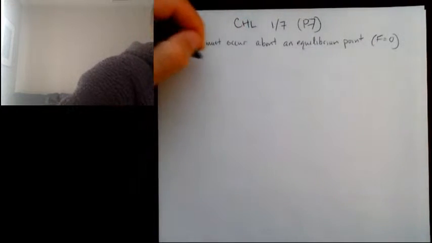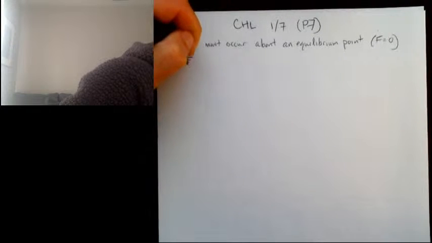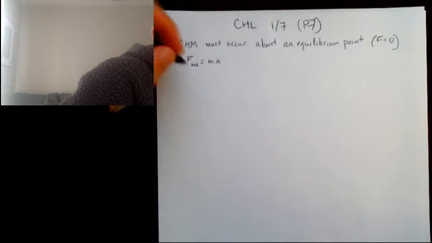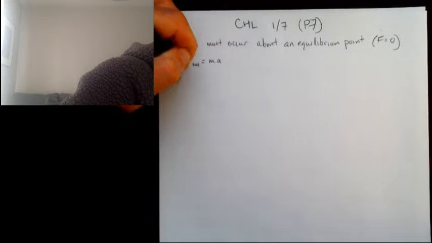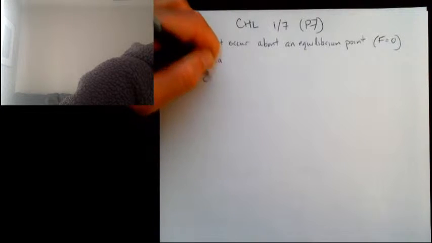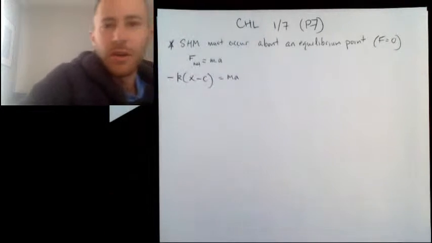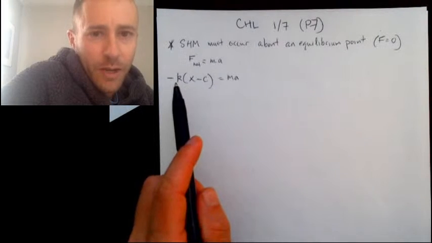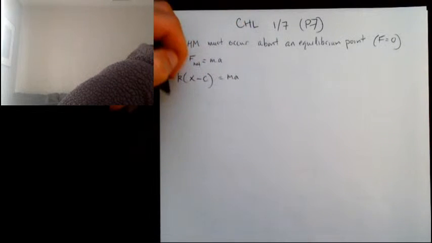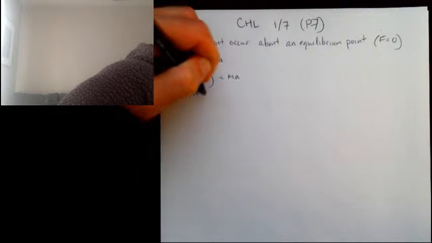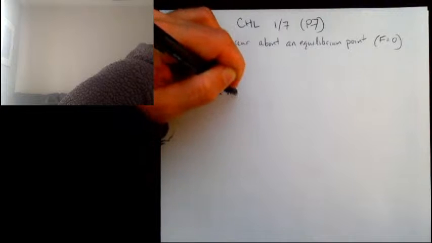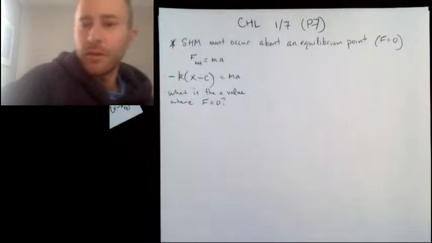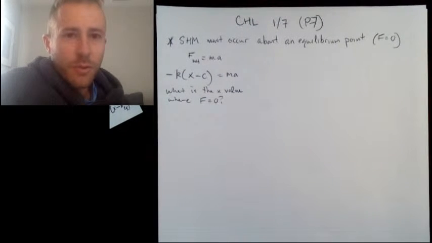So what if I have Newton's second law, net force equals ma, and what if the net force is minus k x minus c? So where is the equilibrium in this case? What is the x value where the force equals zero? Type it into the chat if you know. What is the x value where the force is equal to zero?